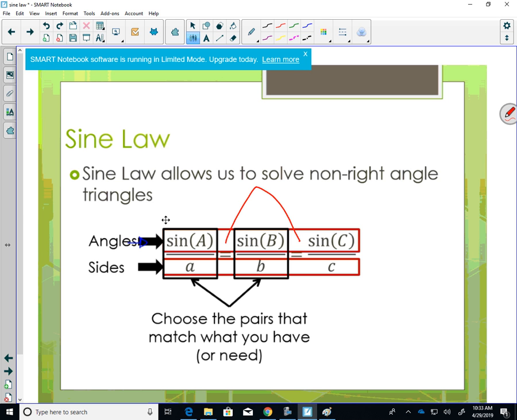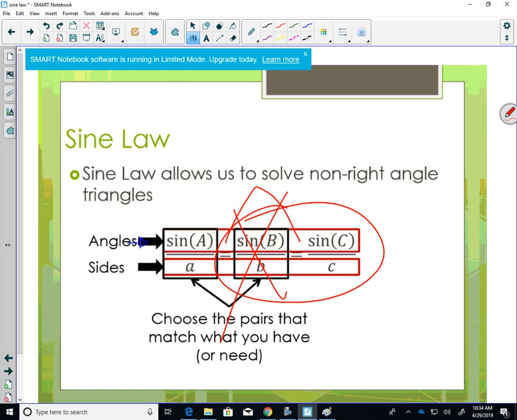So if you have an angle A and a side a and an angle B, you use this portion of it. But if you have B's and C's, use that portion of it. And if you use C's and A's, well, then you get rid of the B's in the middle. You use two-thirds of the formula all the time. Does that make sense?